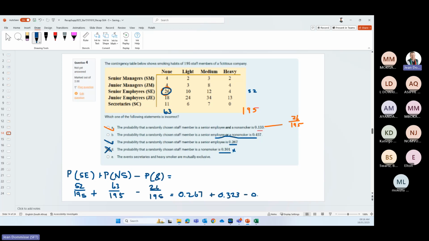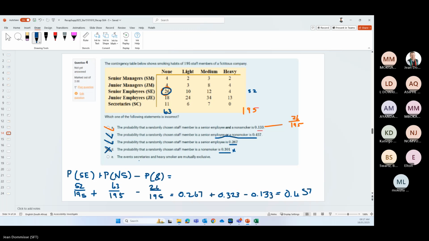And then it was minus 0.133. So let's just check. 0.267 plus 0.323, that is 0.59, minus 0.133 gives us 0.457, which is correct for B. Okay, so we know which one is incorrect, but let's then look at the last question.